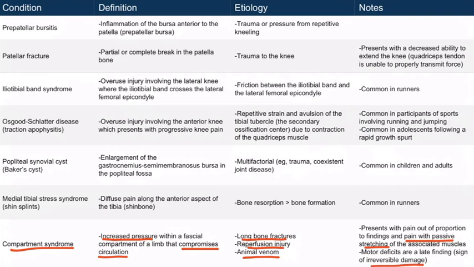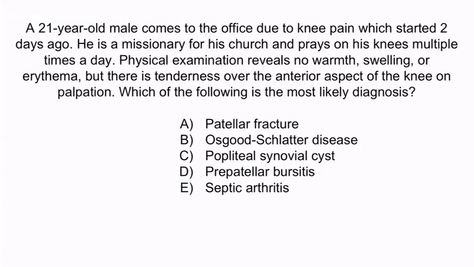Okay, let's review with a question. A 21-year-old male comes to the office due to knee pain which started 2 days ago. He is a missionary for his church and prays on his knees multiple times a day. Physical examination reveals no warmth, swelling, or erythema, but there is tenderness over the anterior aspect of the knee on palpation. Which of the following is the most likely diagnosis? A. Patellar fracture. B. Osgood-Schlatter disease. C. Popliteal synovial cyst. D. Prepatellar bursitis. Or E. Septic arthritis.